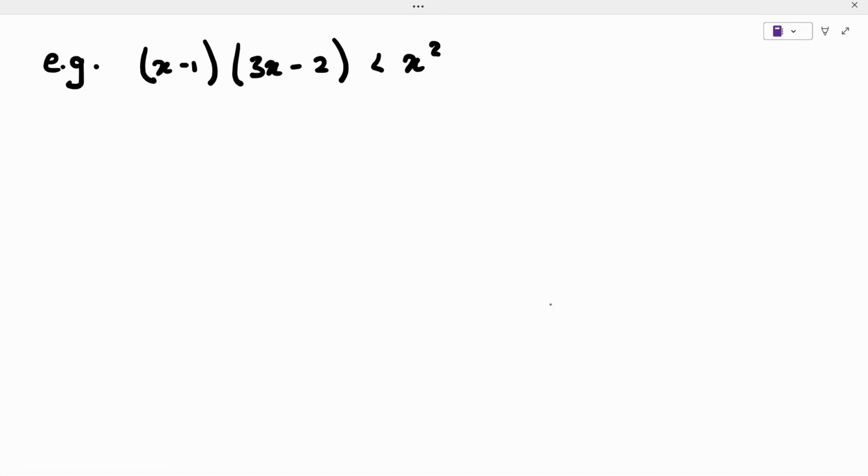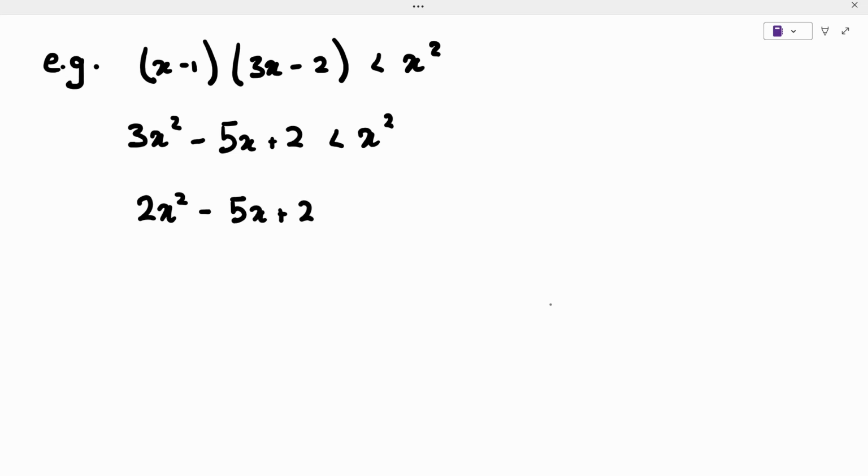Okay, so in this next example, we are going to try to solve the inequality x minus 1 times 3x minus 2 is less than x squared. So let's rewrite this and make it look like a quadratic. We're going to expand the bracket. We have x times 3x, that is 3x squared, minus 3x minus 2x, that's minus 5x, and then plus 2 is less than x squared. Bring over the x squared, we have 2x squared minus 5x plus 2 is less than 0.